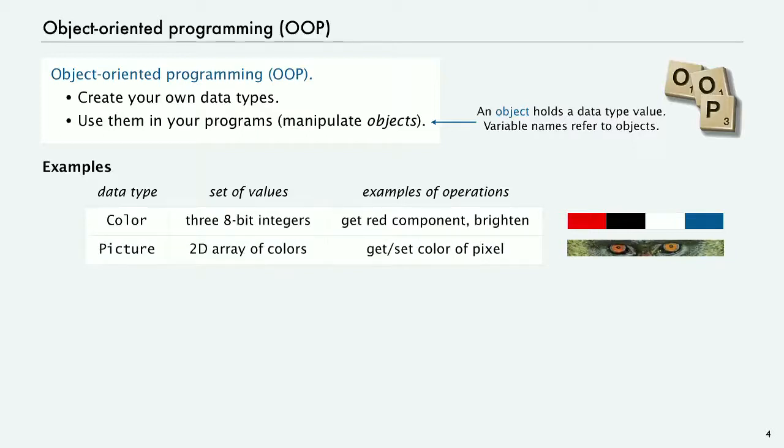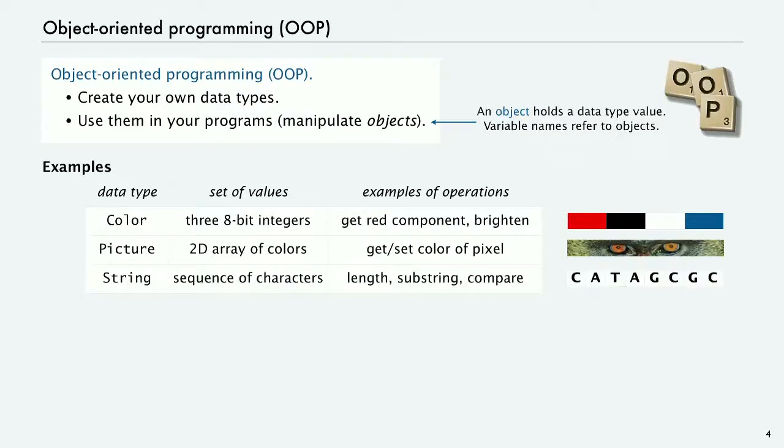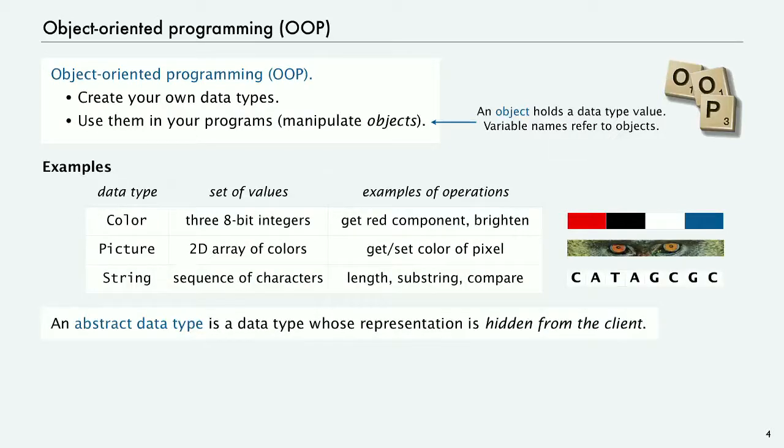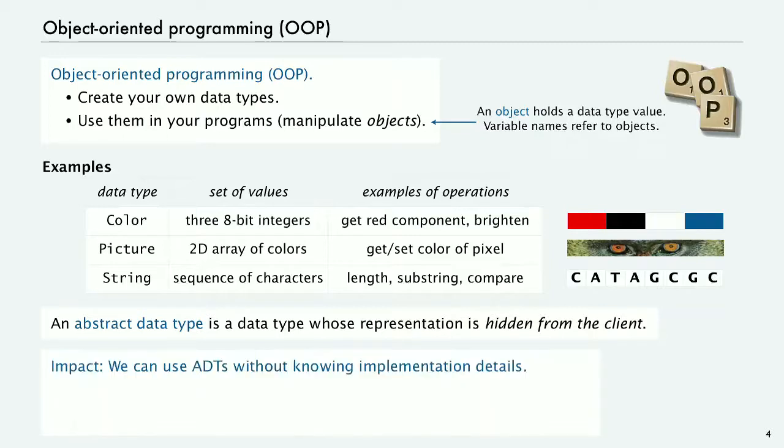And we looked at picture, where the set of values was a 2D array of colors, and then we have objects that hold those values, and strings and so forth. Really, what we usually want to do is create what's called an abstract data type, which is a data type whose representation is hidden from the client. The impact of that is that we can use abstract data types without knowing much about the implementation details.